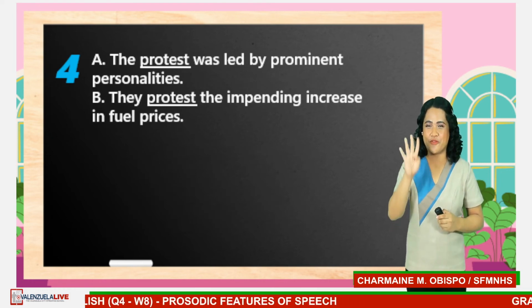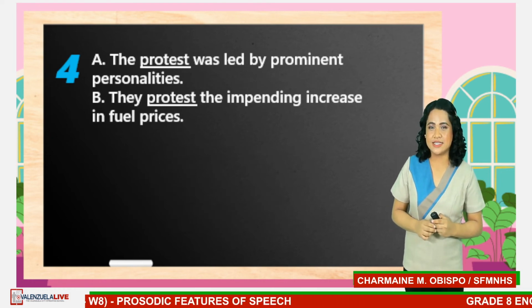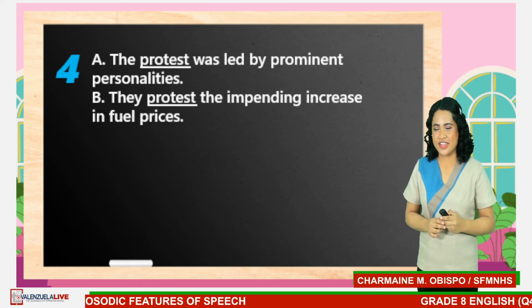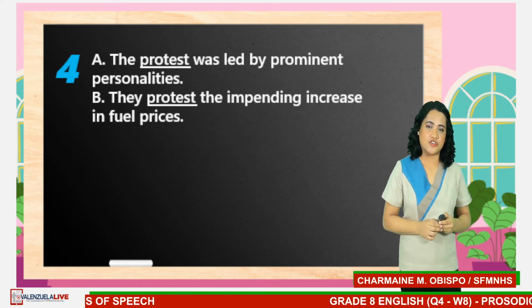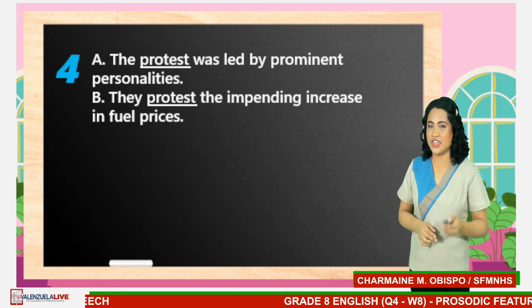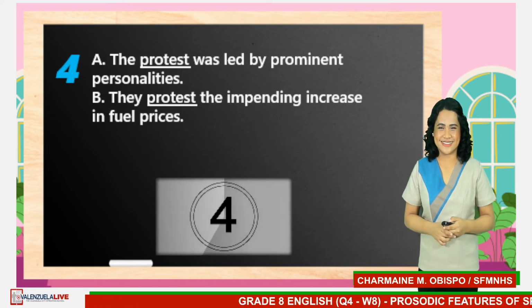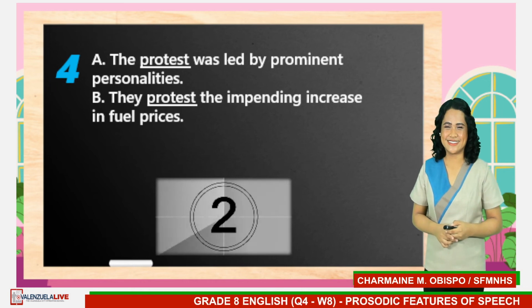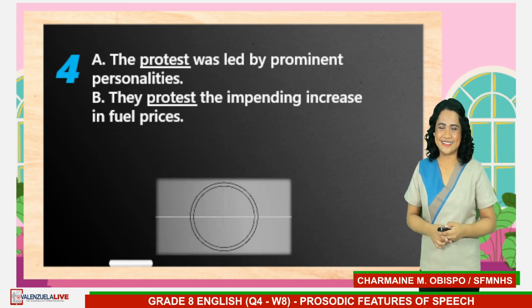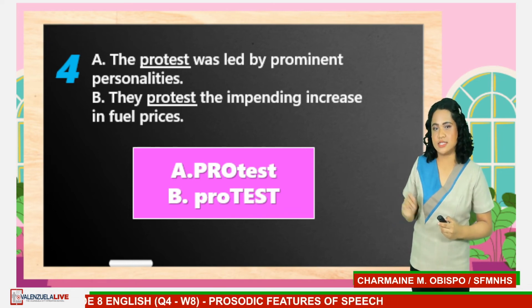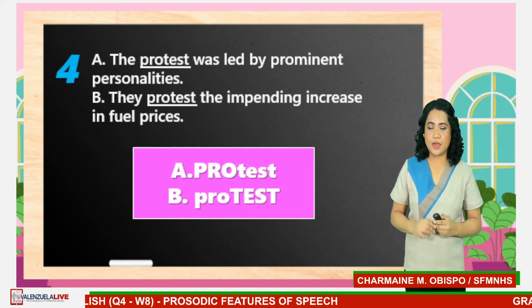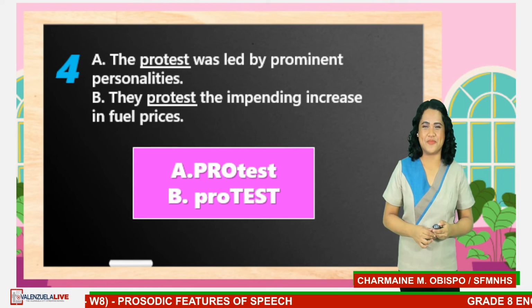For number four, A. The protest was led by prominent personalities. B. They protest the impending increase in fuel prices. Key in your answer. And the correct answer is A, PROtest, a noun. And B, proTEST, a verb.